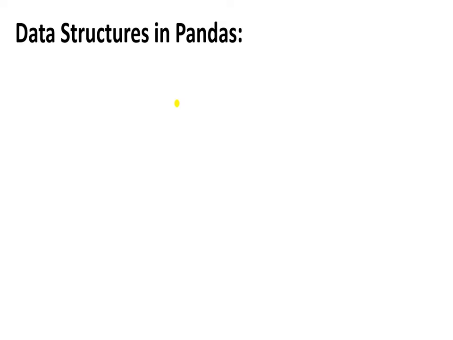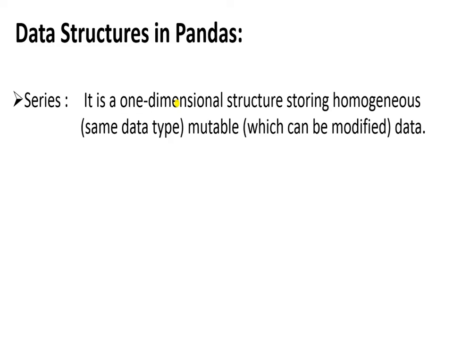So actually, this is the data structure. When we create objects using these data structures, those are called data structures in pandas. So which data structures can you create using primitive and non-primitive? These are series. Series is a one-dimensional array structure storing homogeneous mutable data. Homogeneous means the same type of data. All the elements have the same type.